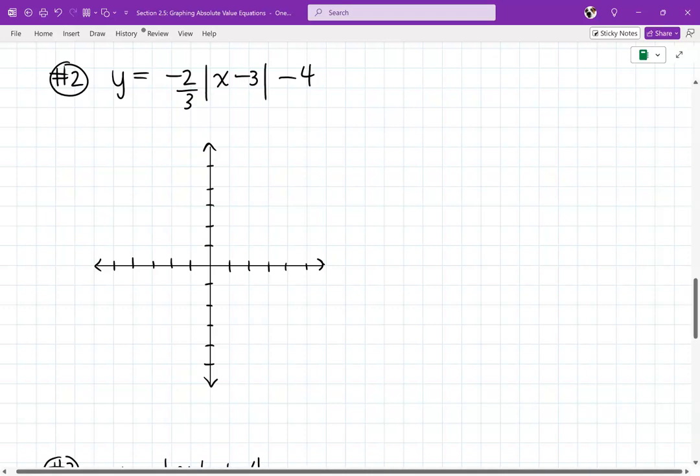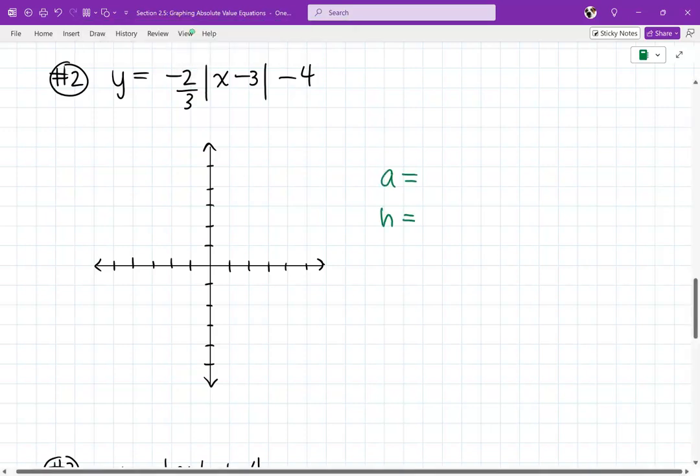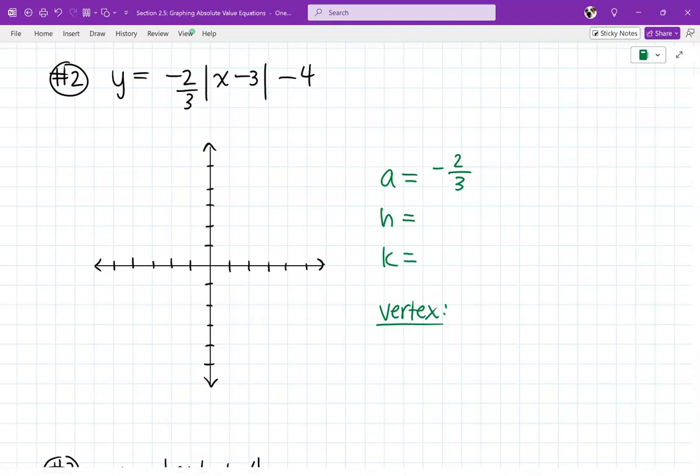Why not? It doesn't change what I need to do. Not at all. Remember, my objective is A, H, K, and then get my vertex, right? So I can put my dot in the starting place. What's A? Negative 2/3. So that means my slope is go down twice, 3 times to the right, right? And in this case, to the left, right?